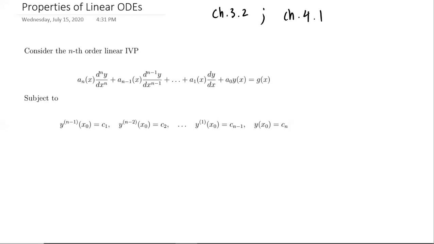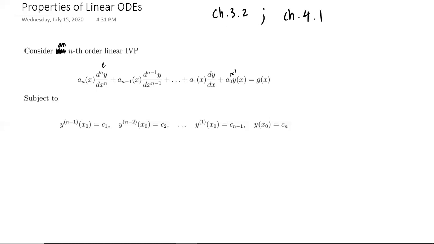So consider an nth order linear initial value problem. nth order means that we have up to an nth derivative. Linear means that the coefficient of each derivative is an expression involving only x and constants, so no dependent variable y is involved there. This a0 should also be a function of x, so I apologize about that. So we know that this is how an nth order linear differential equation looks. We've seen that before. And it's an initial value problem.